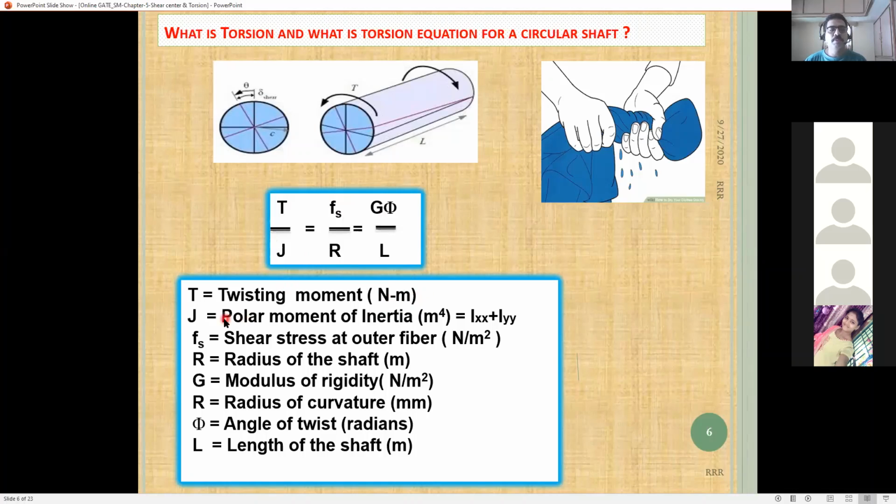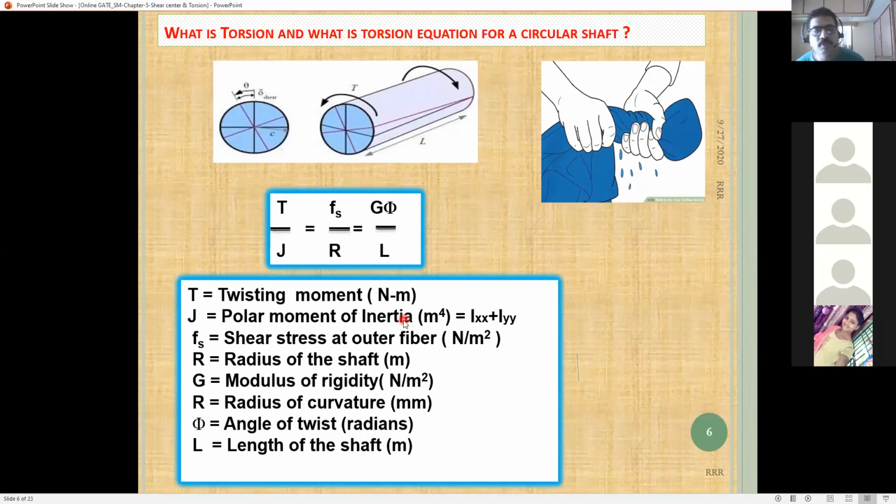And here only people get confused about J. J is not the normal moment of inertia. We call it the polar moment of inertia, so that we call it J. I is the normal moment of inertia, but J is the polar moment of inertia.